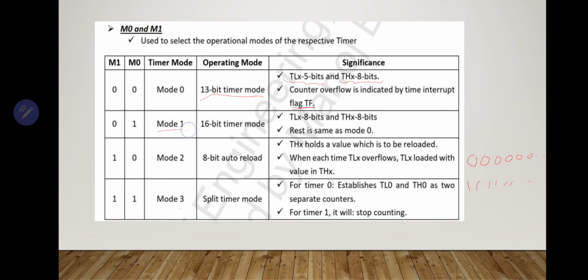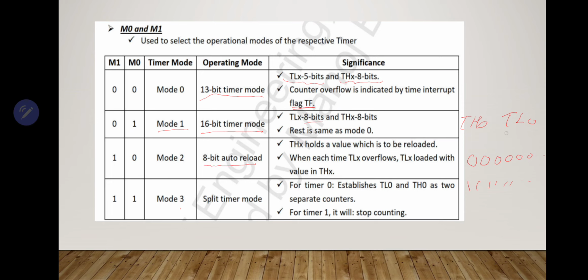Then the second one is mode 1. This is 16-bit mode. In 16-bit mode, we have the higher byte as 8-bit and the lower byte as 8-bit, and the counter overflow is again indicated by the interrupt flag TF. Next is 8-bit auto reload, that is mode 2. THx holds the value which is to be reloaded each time TLx overflows. TLx means TL0 and TL1. For timer 0 we have TH0 and TL0. So 8-bit is used, that is 8-bit auto reload.